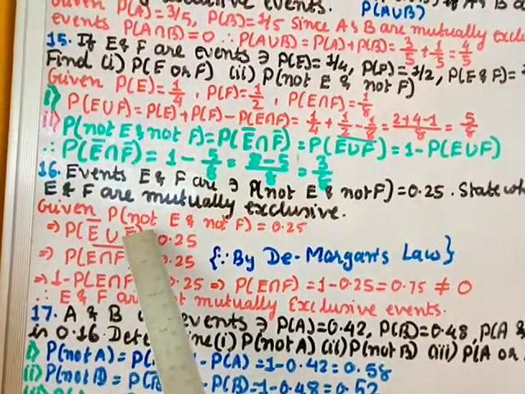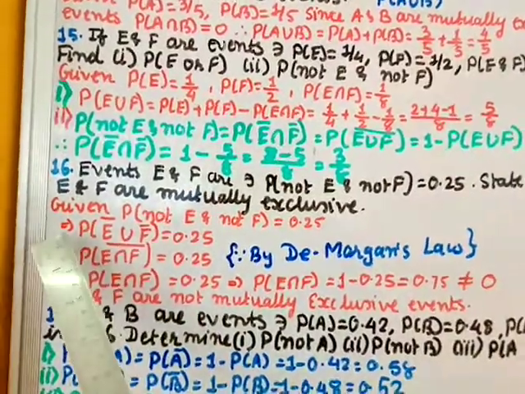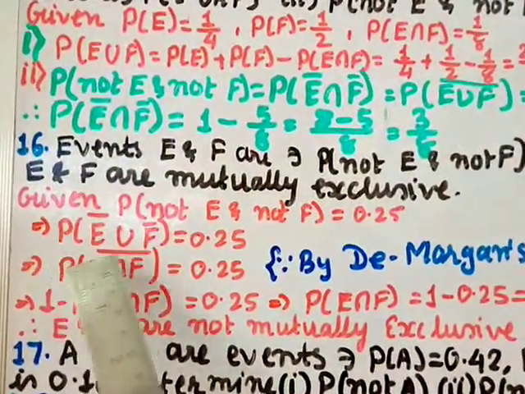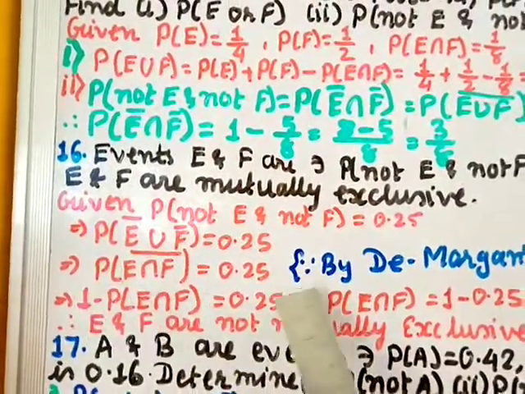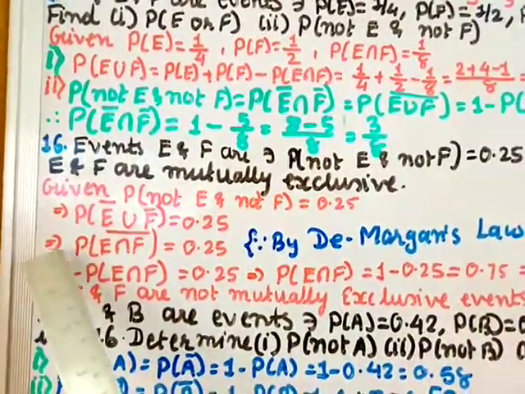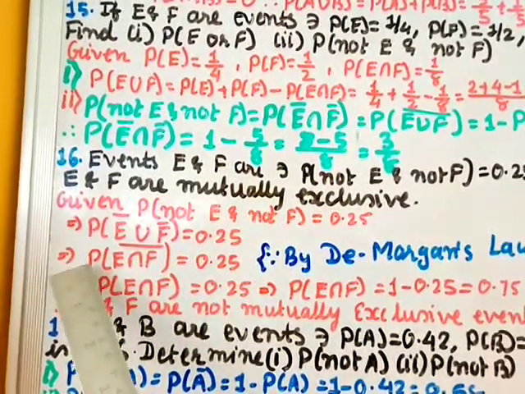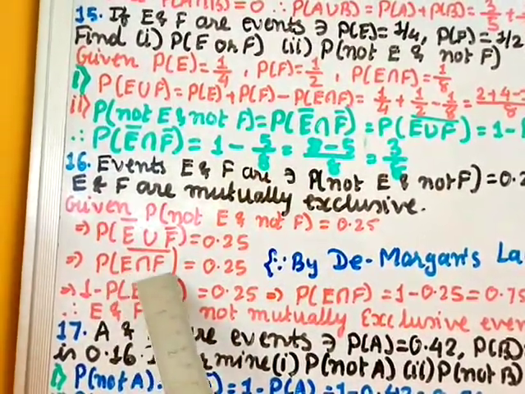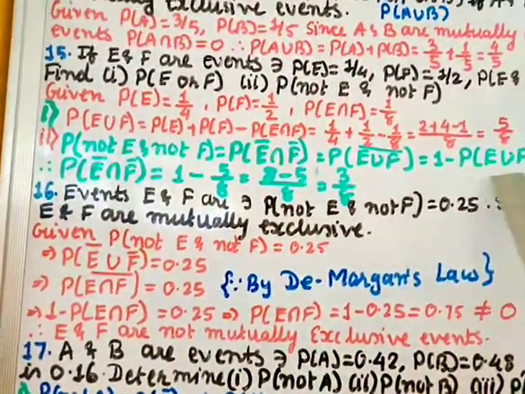Given P of not E and not F is equal to 0.25, given in the question. This implies P of not E union not F equal to 0.25. That means, by using De Morgan's law, we can write P of not of E intersection F equal to 0.25. And P of not of E intersection F can be written as 1 minus P of E intersection F, just what we used before.